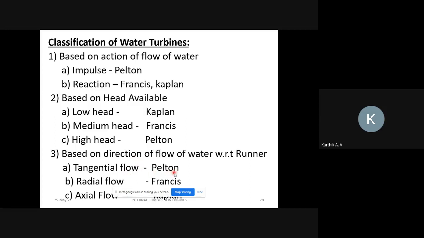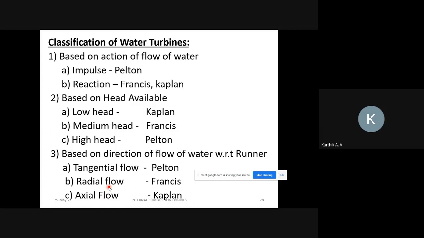So Pelton turbine is a good example of a tangential flow turbine. Pelton turbine is also called a tangential flow turbine. Next one is the radial flow turbine. Water is entering the blade in the radial direction. Radial is nothing but perpendicular direction. So water is entering in the perpendicular direction, and the name given is radial flow turbine.